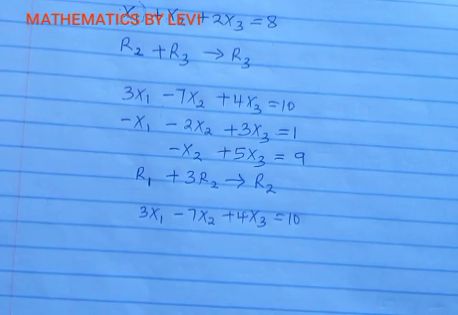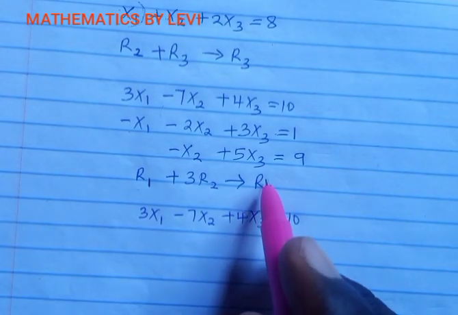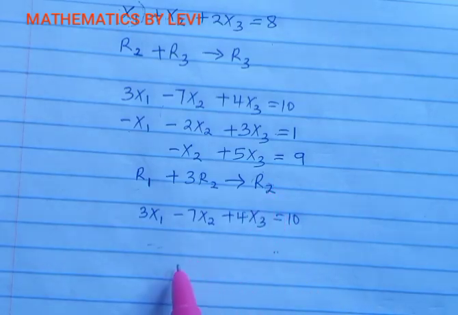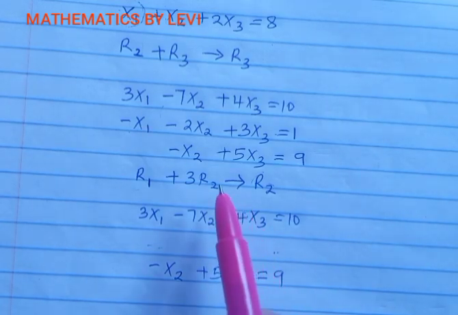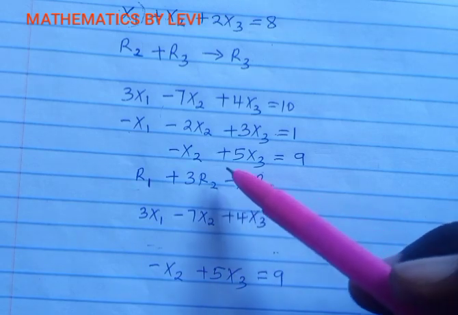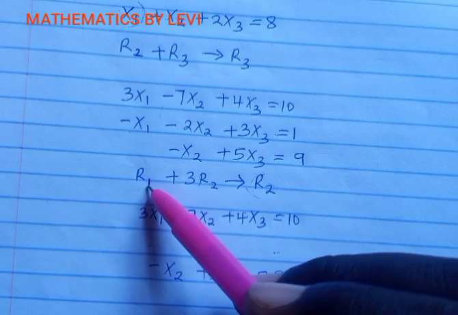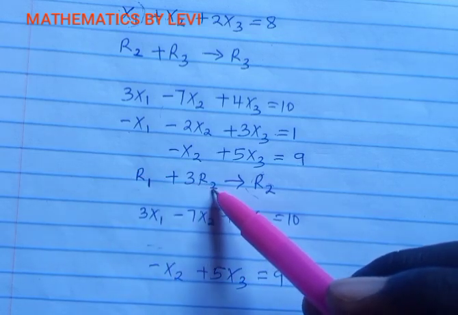Now, after that, I will write our new row 2 here. So let me leave this space so that I can write our row 2. Let me write row 3, that is negative x2 plus 5x3 equals to 9. It has not changed. Now, what will change is our second row, which we will obtain by adding row 1 with 3 row 2.